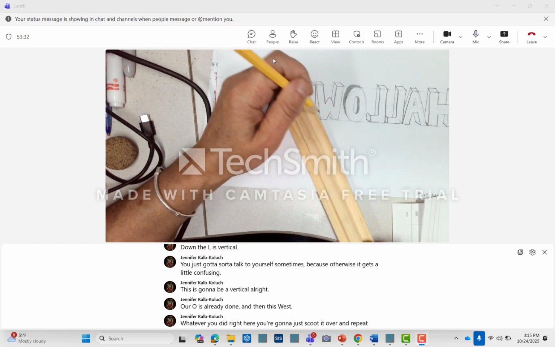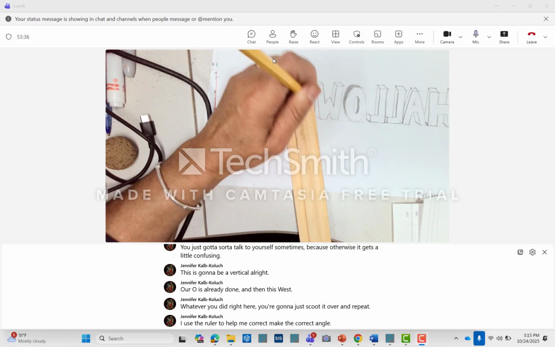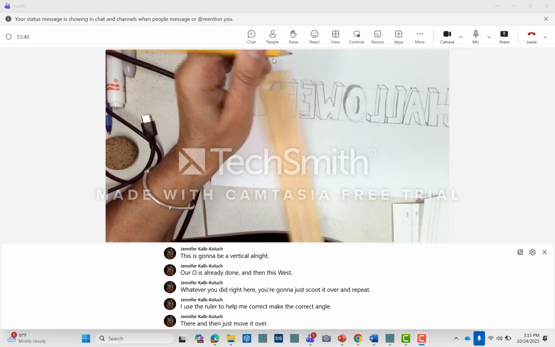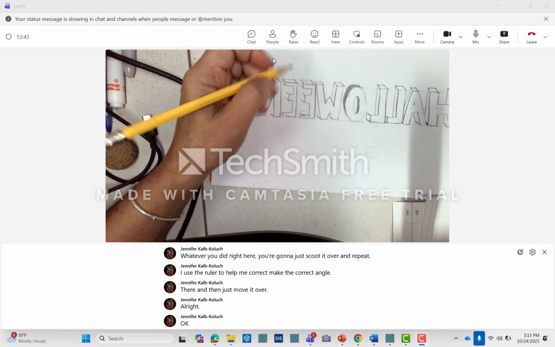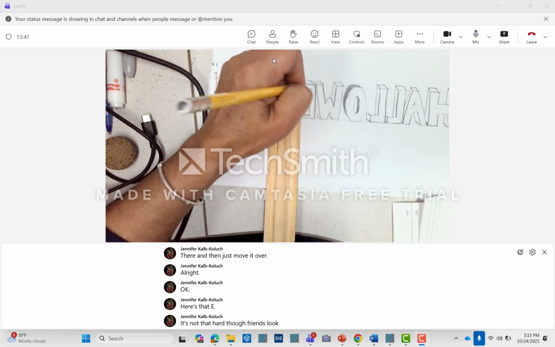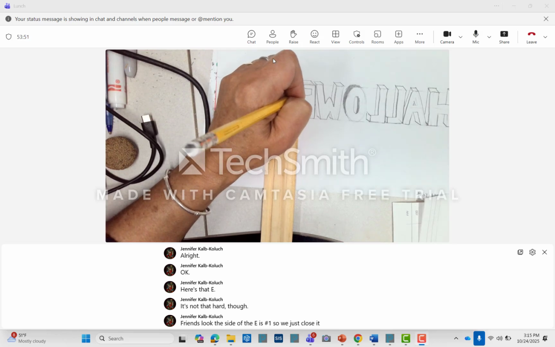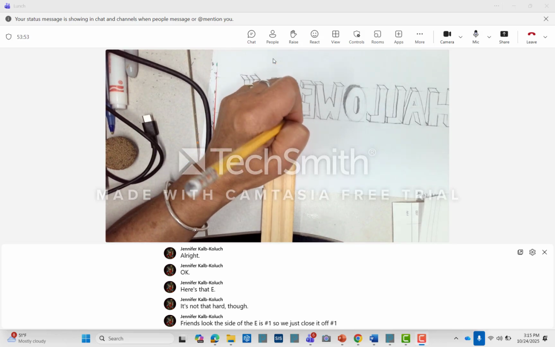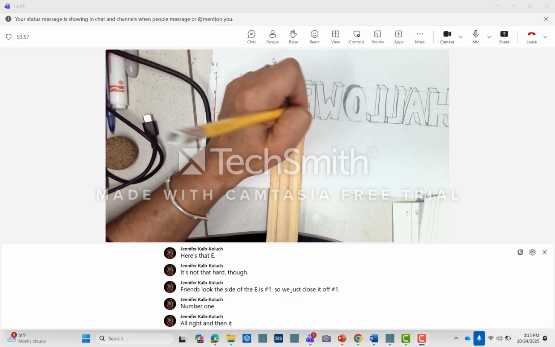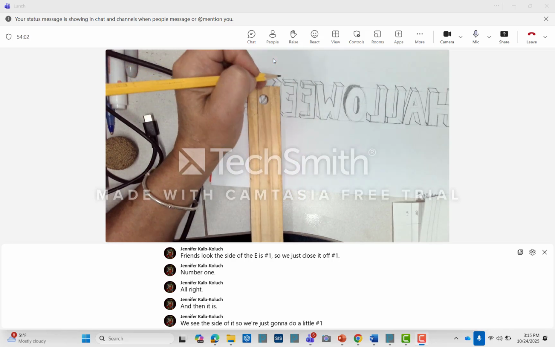I use the ruler to help me make the correct angle. There, and then just move it over. All right. Okay, here's that E. It's not that hard though, friends. Look, the side of the E is number 1, so we just close it off. Number 1, number 1. All right, and then we see the side of it, so we're just going to do a little number 1 on the inside too.